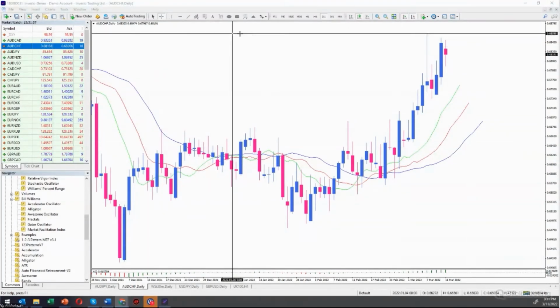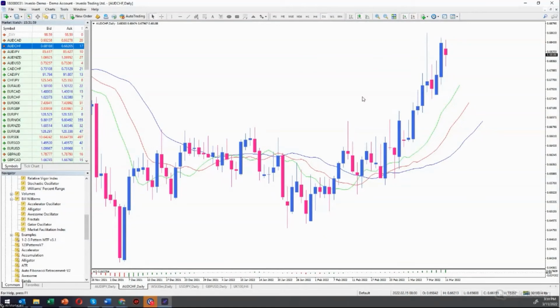For example, look at this here. This is the daily time frame, and you see it shows me the right direction of the market, so I can be on the right side of the market above the alligator. I'm looking only for buy positions.